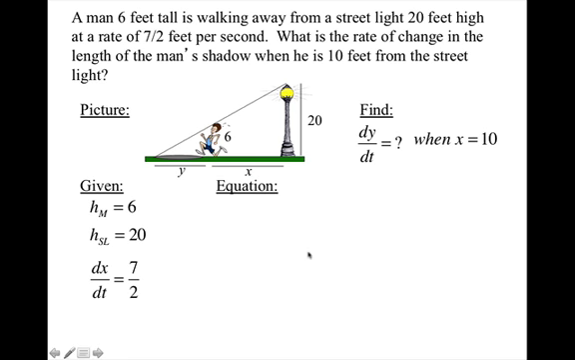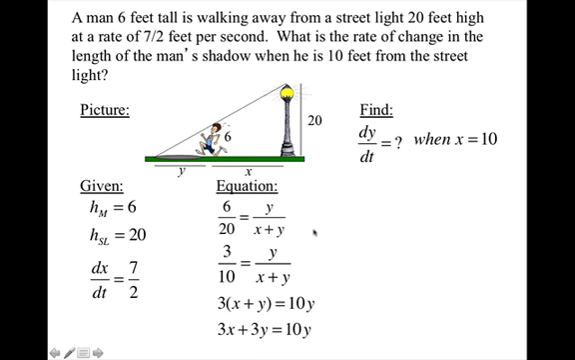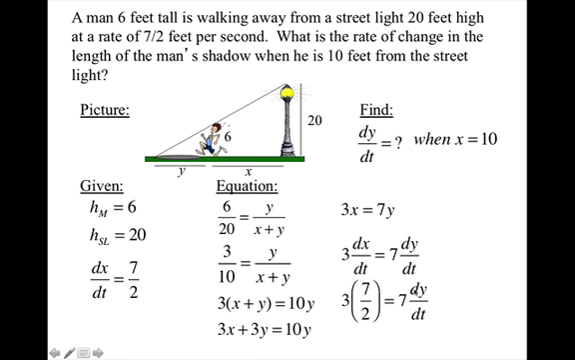So the equation I'm going to have to write is a proportion, since I'm dealing with similar triangles. So I relate 6 is to 20 as y is to x plus y. Reduce, cross multiply, distribute, combine like terms on either side of the equation, differentiate with respect to time, plug in what I know, solve for dy/dt, and you would get that his shadow is changing at a rate of 3/2 feet per second.